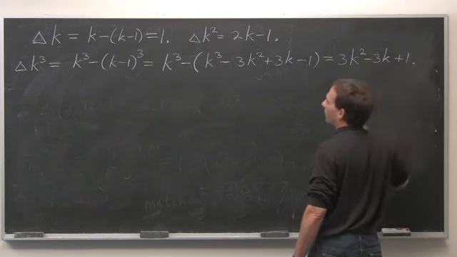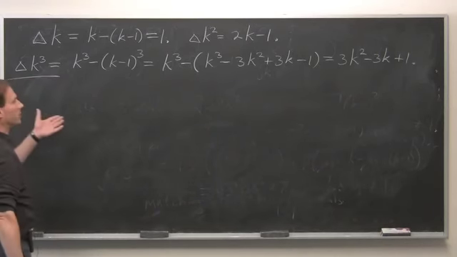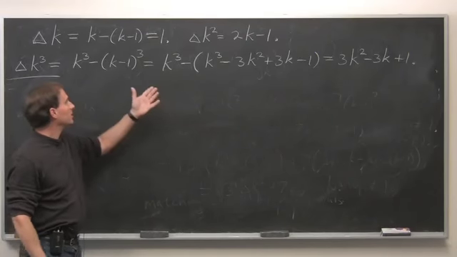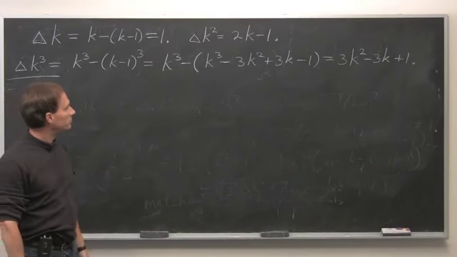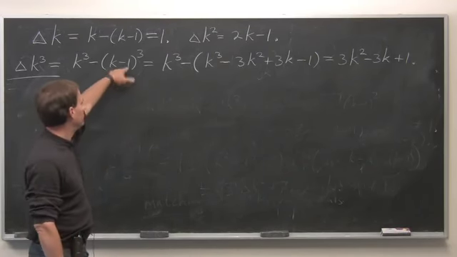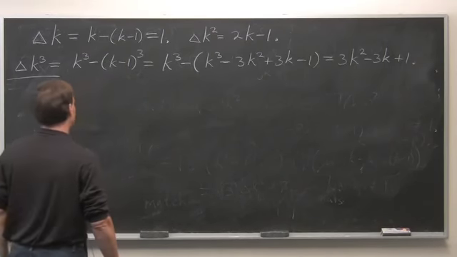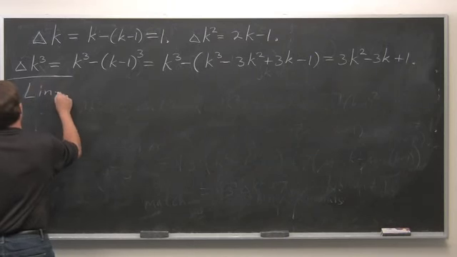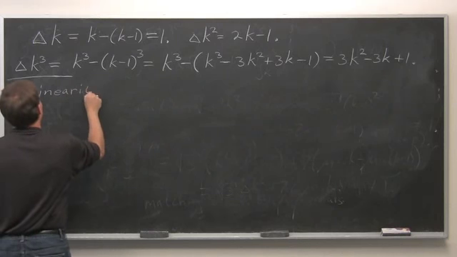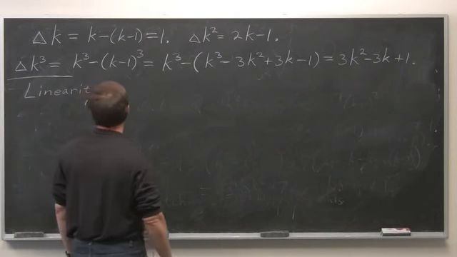All right. So these are easy to calculate. I'm not suggesting that you memorize them, but they're easy to calculate. You can do them very quickly, provided you know how to cube k minus 1. Okay, but if we combine these with linearity of the delta operator, we get some more interesting things.